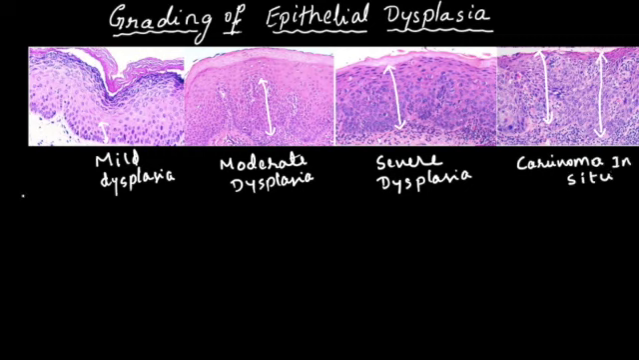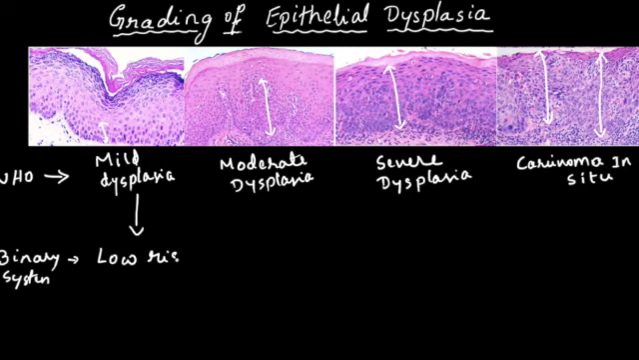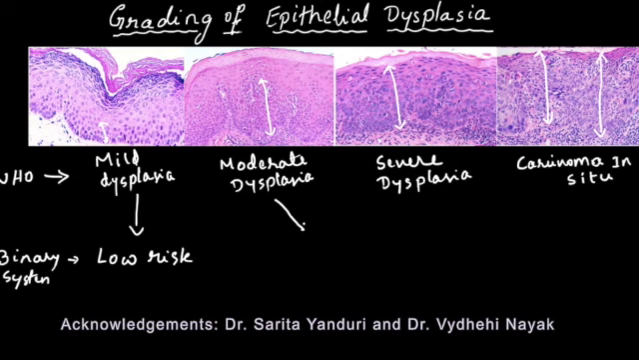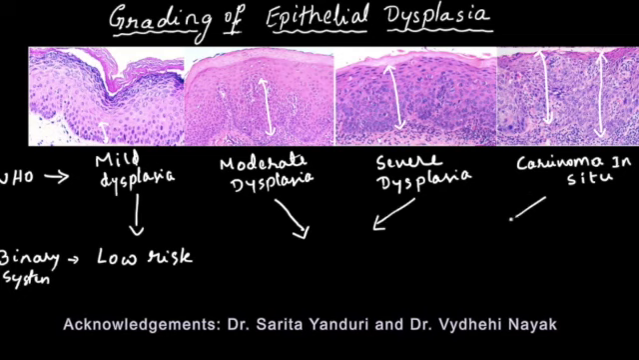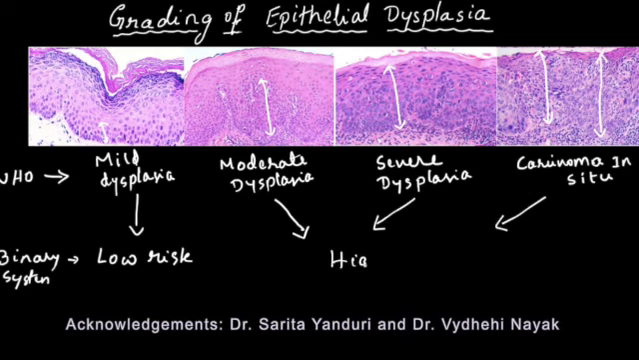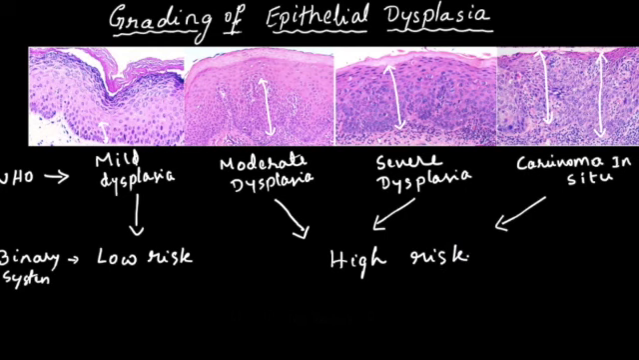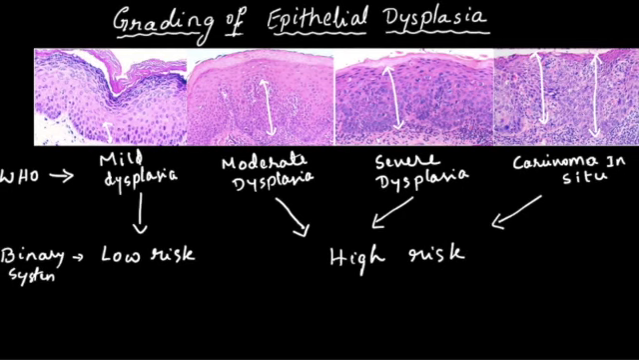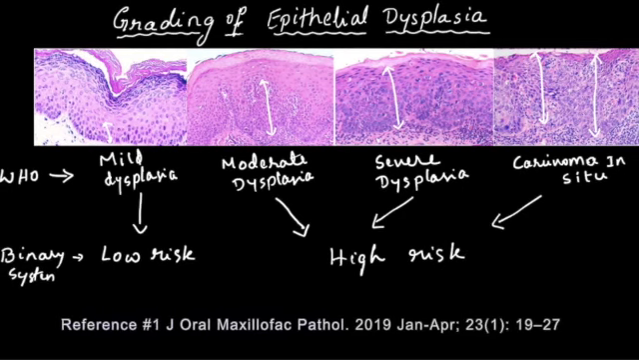And this grading system is mainly the WHO type, which corresponds to the binary system as mild, posing low risk of malignant transformation, whereas moderate, severe and carcinoma in situ pose high risk for malignant transformation. This completes our discussion on grading of epithelial dysplasia.